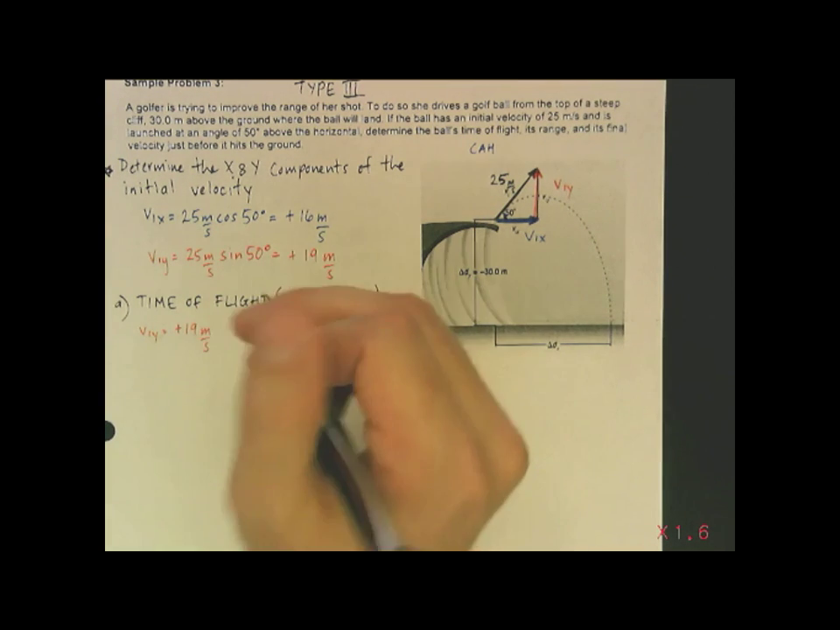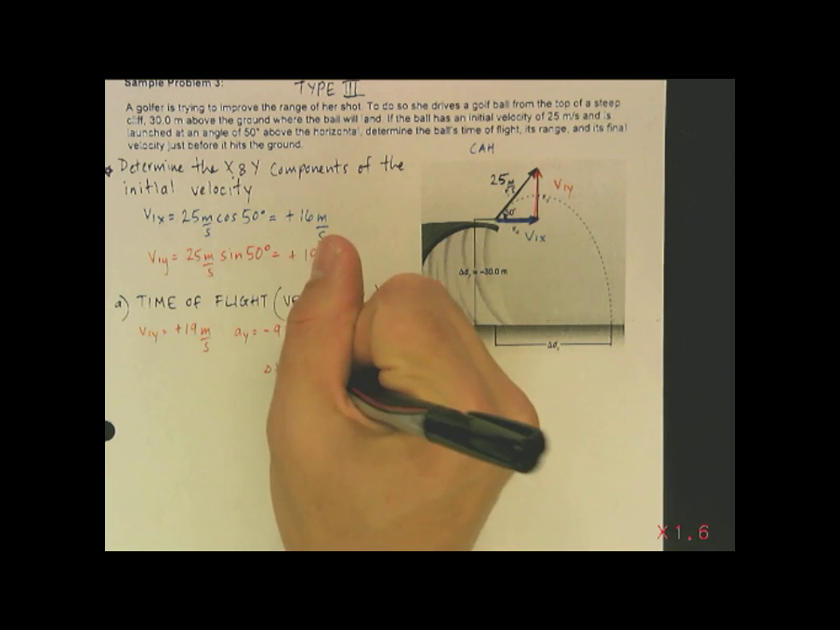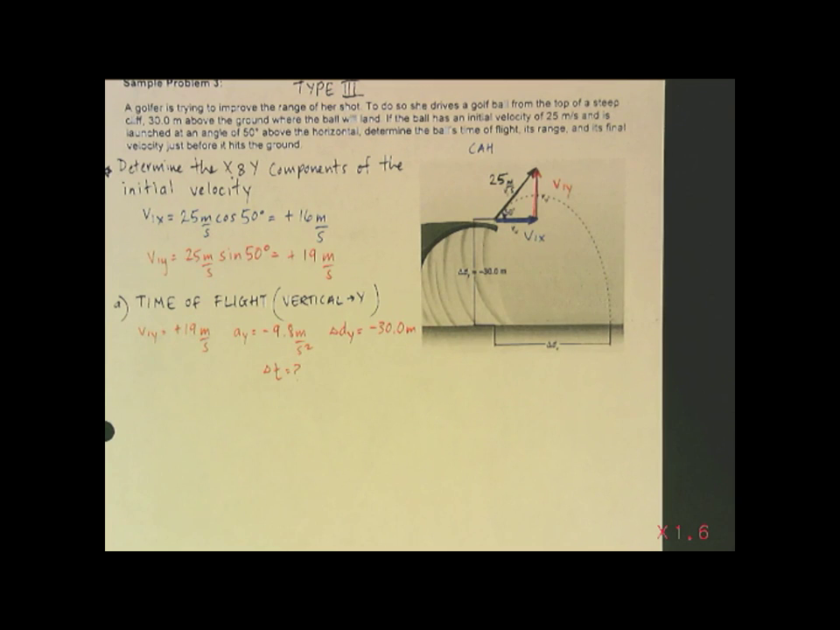And they want us to find delta t. That's the whole point. I need an equation that incorporates v1, a, delta d, and delta t. What equation will that be? Alexa? I have a question first.